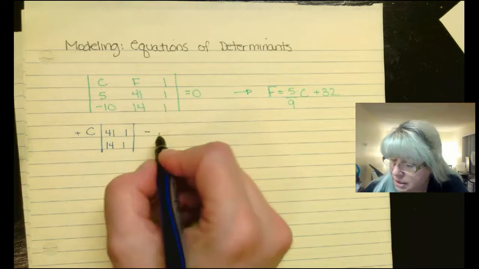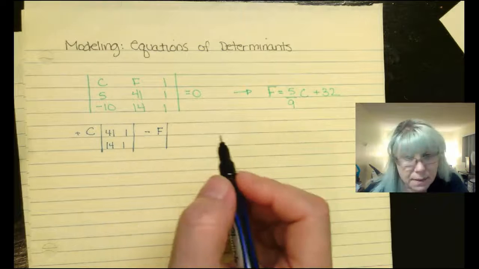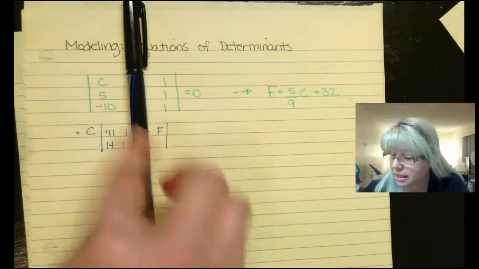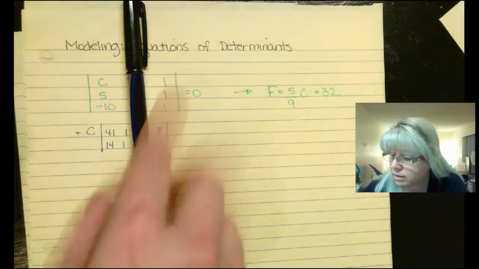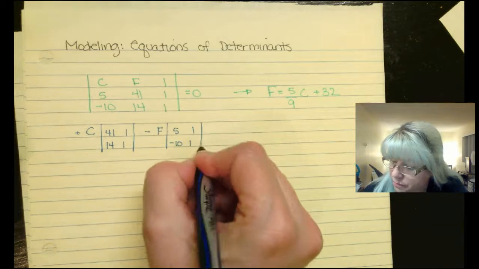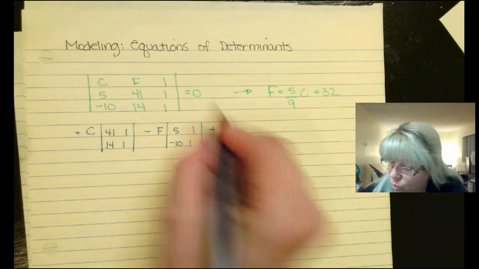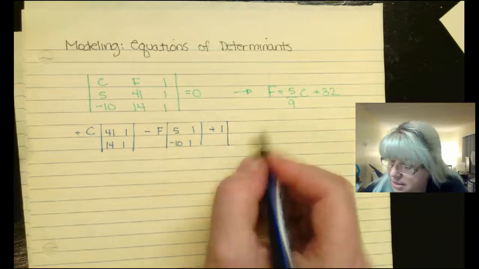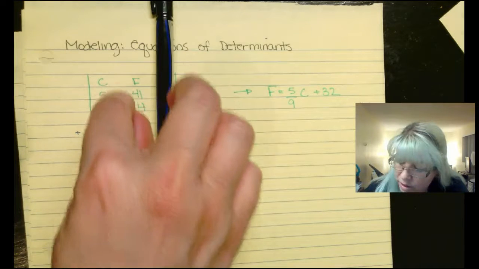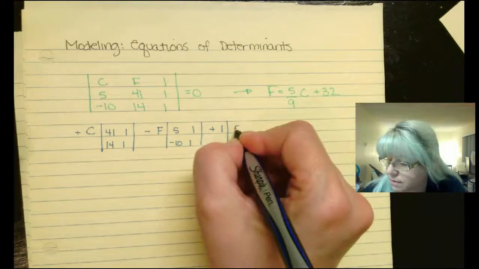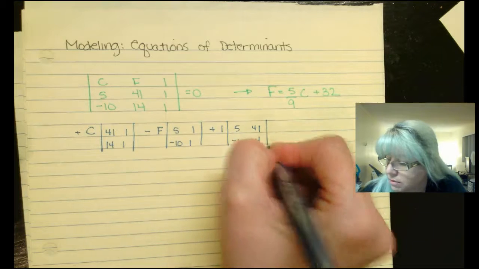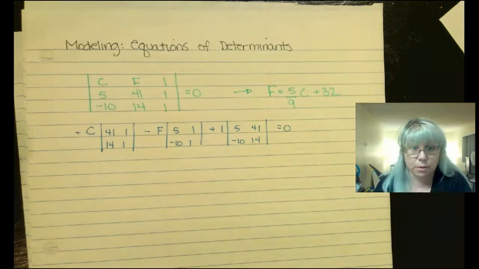Minus second element, F, times its minor. If I cover up that column, then that leaves 5, negative 10, 1, 1. Plus third element times its minor. Cover up that column. That leaves 5, negative 10, 41, 14. And all of this is supposed to equal 0.